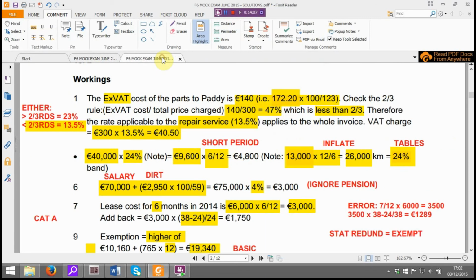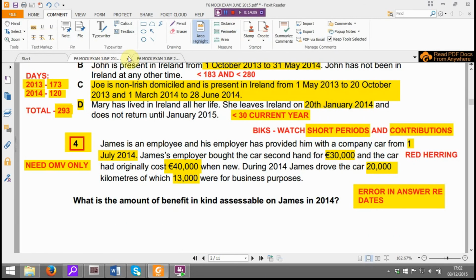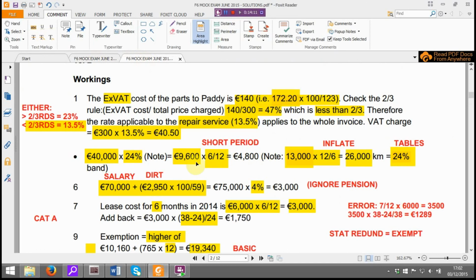Okay, so if we look at this number 4, excuse me, watch it, there's no number there, but you'll see that what they start off with is basically the OMV, the 40,000. They ignore the second-hand value times 24. So we need to figure out, well, why is it 24? Why isn't it the normal 30%? You'll see over to the right-hand side where they get to that figure. And obviously note that your tables are helpful here. Okay, I'll come back to the short period in a second.